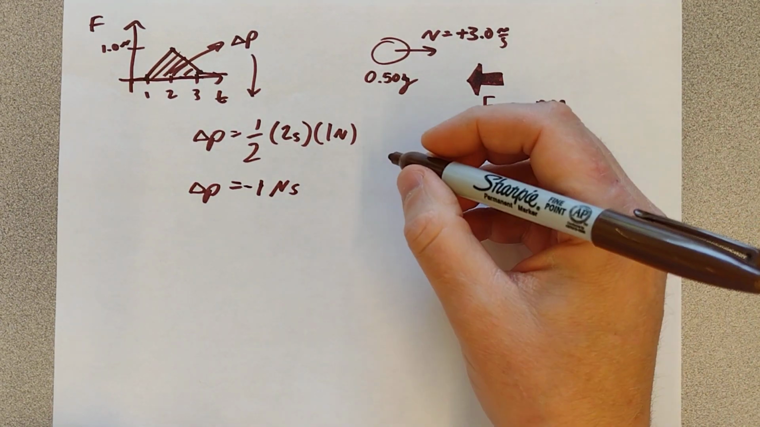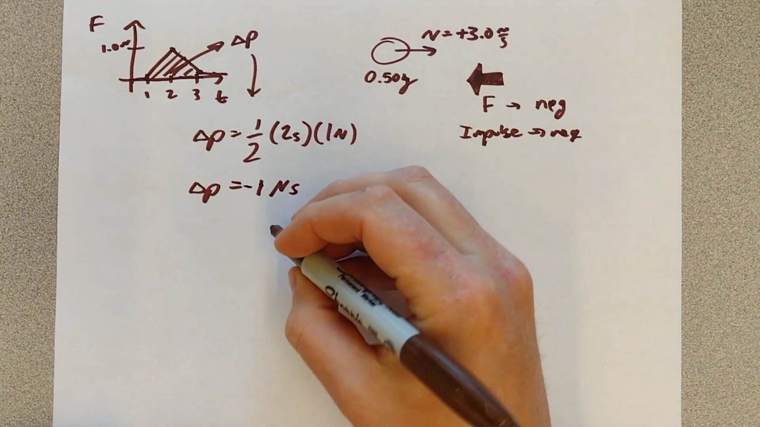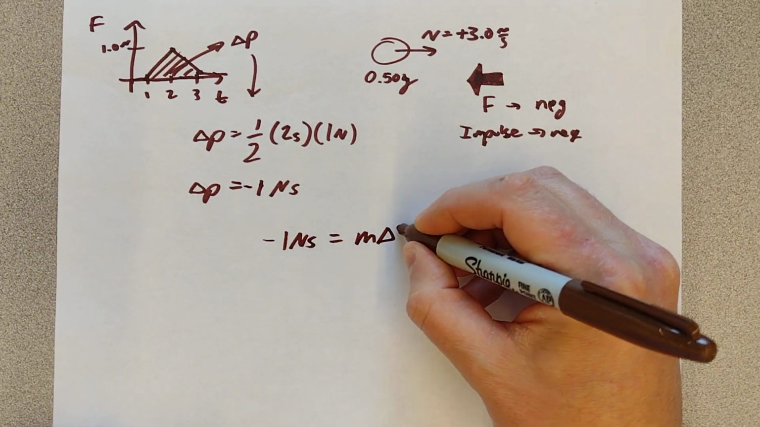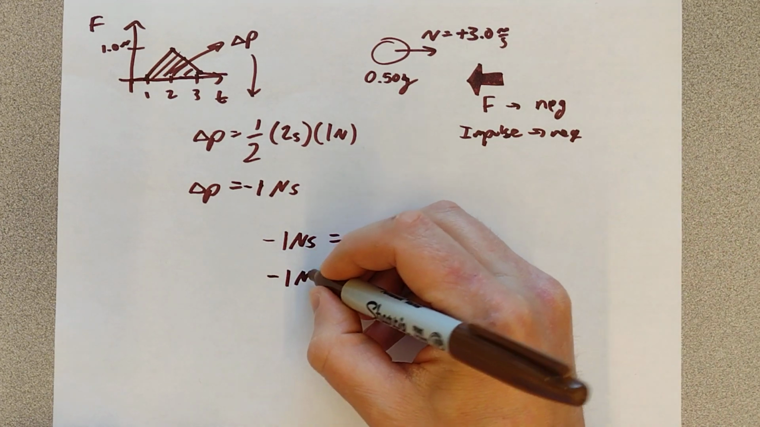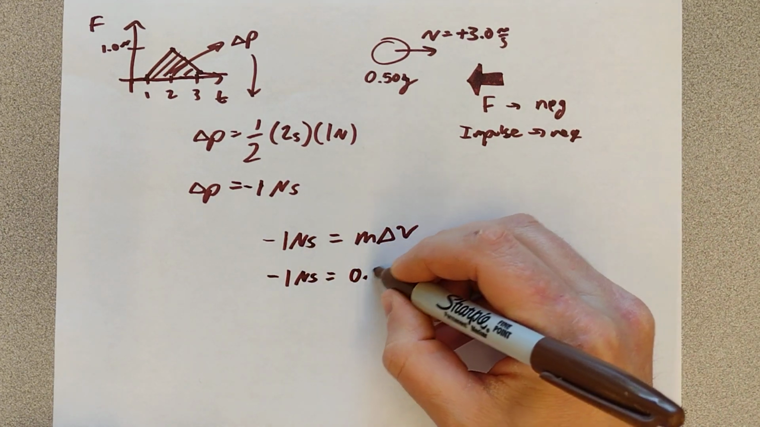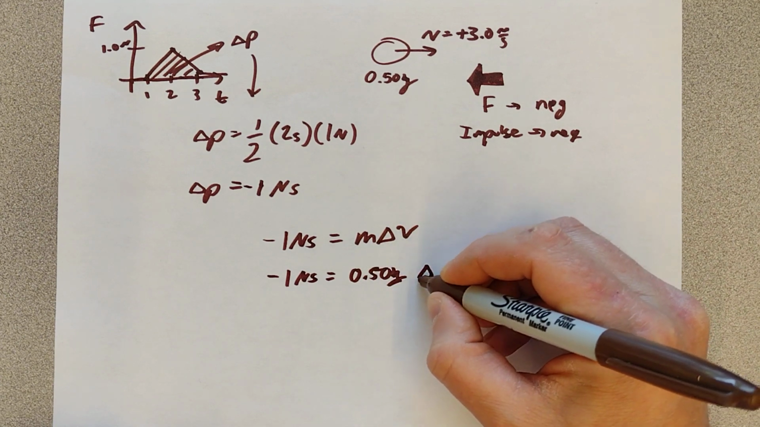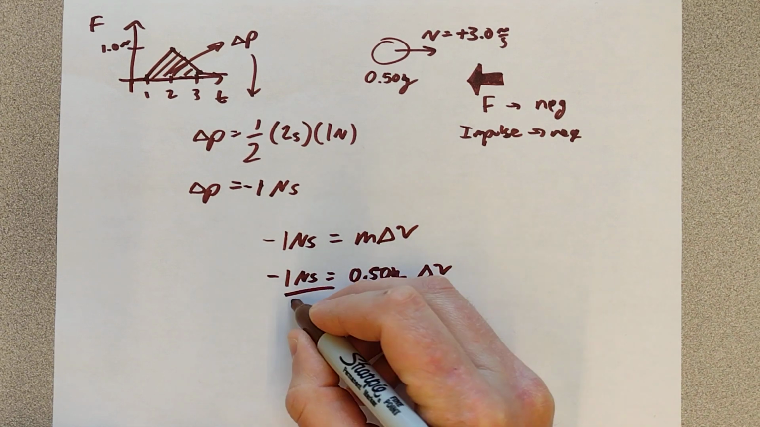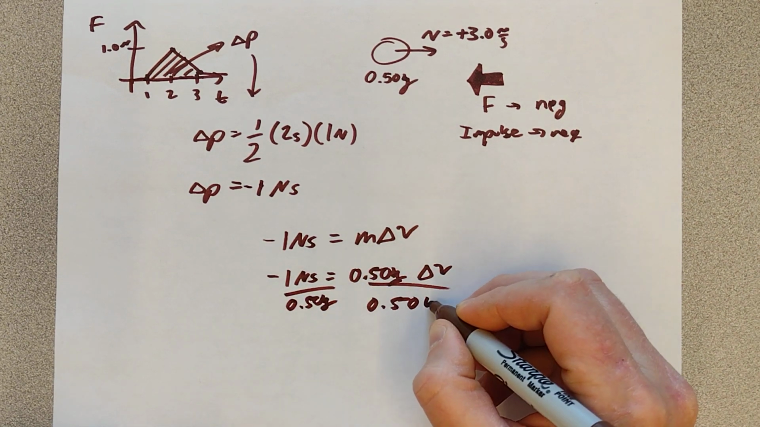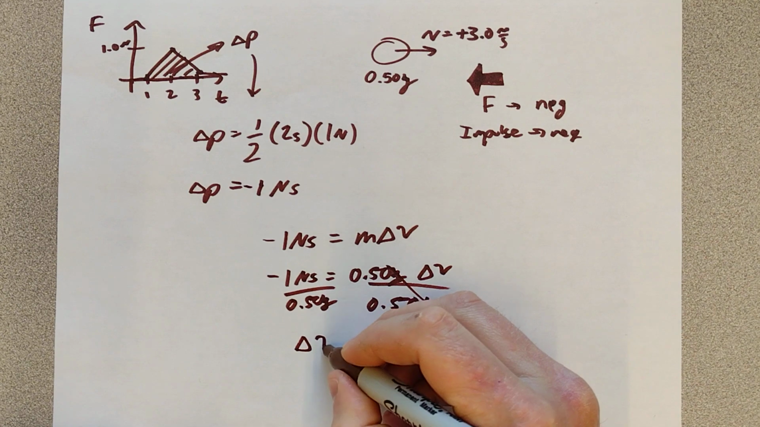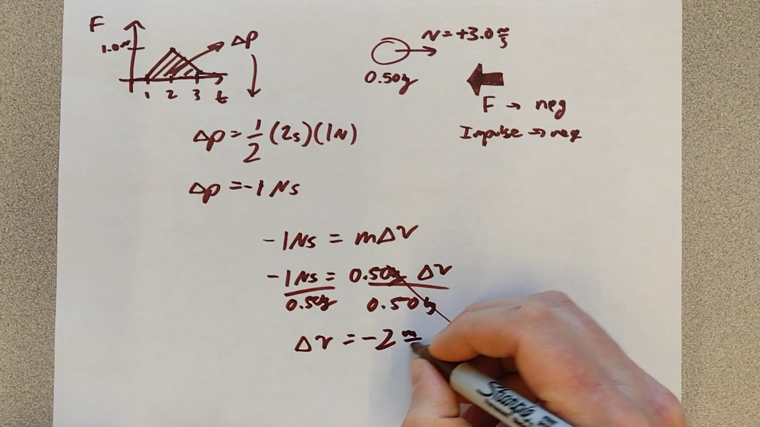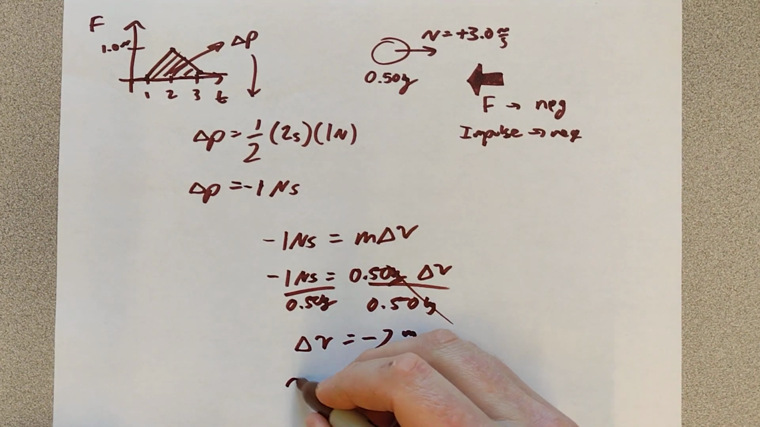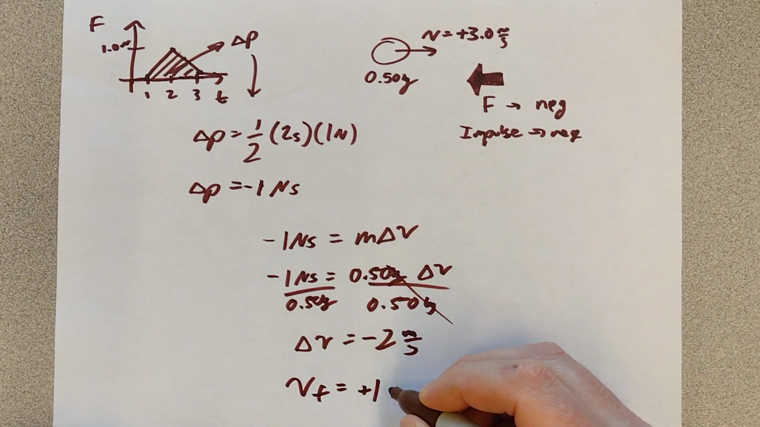impulse, force times time, which is the area under the curve in this case, negative 1 Newton second equals m delta v. So negative 1 Newton seconds equals 0.50 kilograms times change in velocity. Divide both sides by 0.50. Kilograms cancel. You get a delta v of negative 2 meters per second. So if it was traveling at positive 3 and it changes by negative 2, that means v final would be positive 1 meter per second.